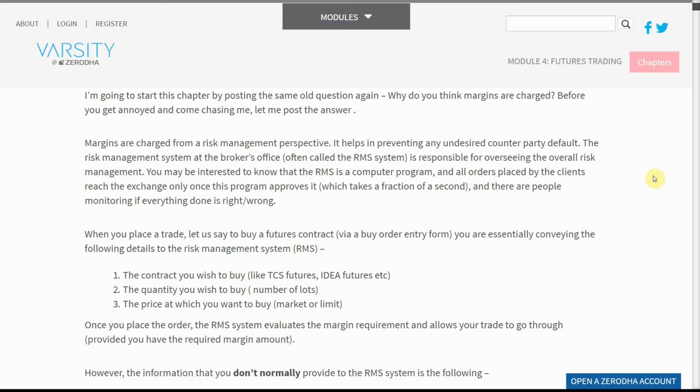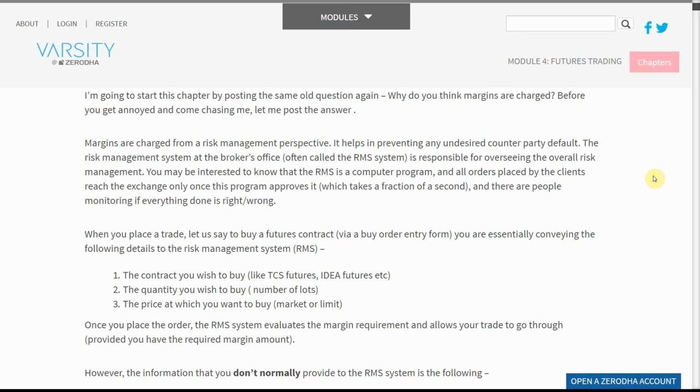Margins are charged from a risk management perspective. It helps in preventing any undesired counterparty default. The risk management system at the broker's office, often called the RMS system, is responsible for overseeing the overall risk management. You may be interested to know that the RMS is a computer program, and all orders placed by the clients reach the exchange only once this program approves it, which takes a fraction of a second. And there are people monitoring if everything done is right or wrong.